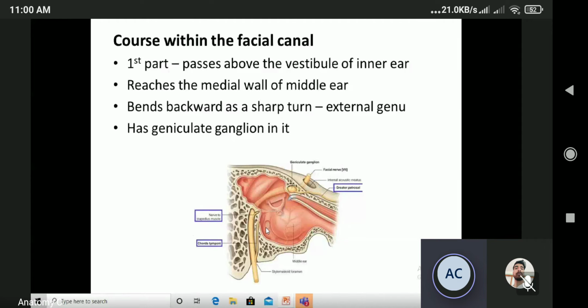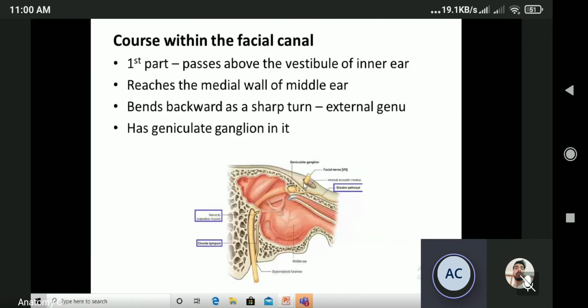Okay. Now, course within the facial canal, we can see the first part of the facial nerve. It passes above the vestibule of the inner ear. Now, see, this is the internal acoustic meatus. So within the internal acoustic meatus, you find the facial nerve here. Here it lies above the vestibule of the inner ear. So this part is the first part of the facial nerve.